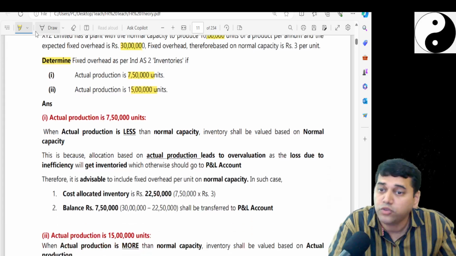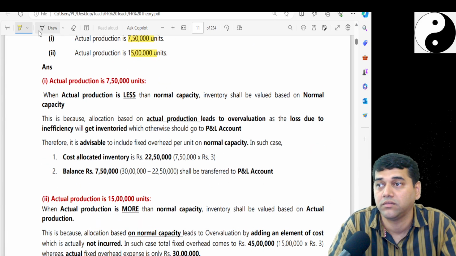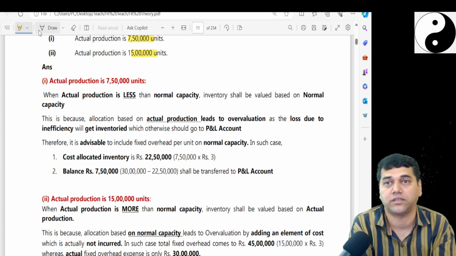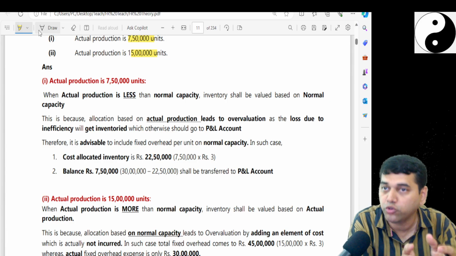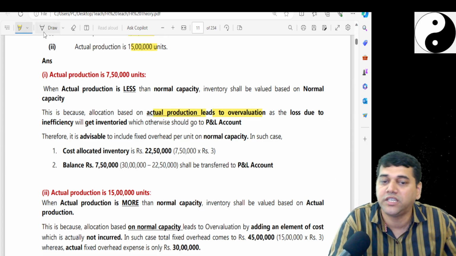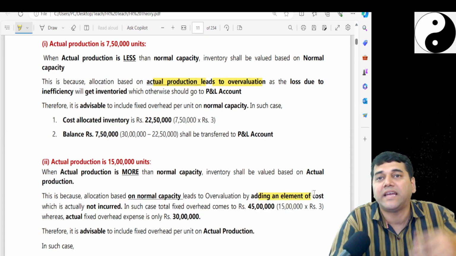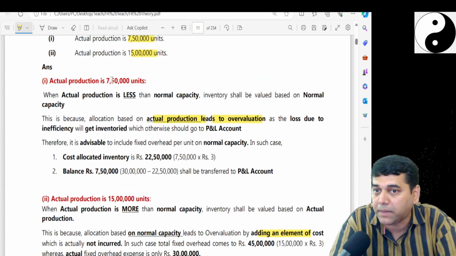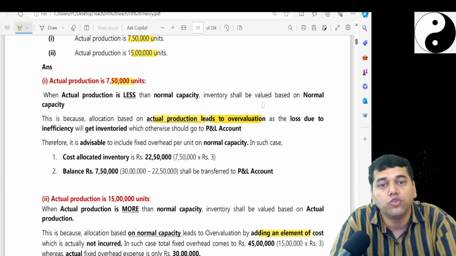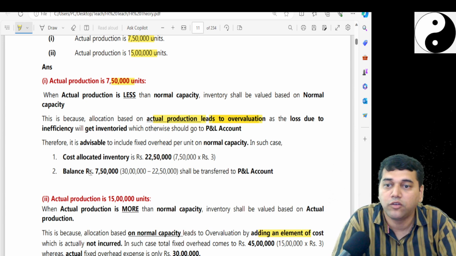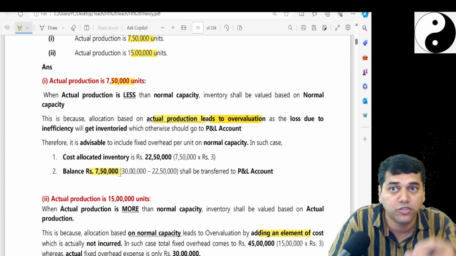The point here is you have to explain why. If this question comes in your examination, you have to first explain why you are doing it. What has been told to you? Told to you means told by the standard. It will lead to overvaluation, it will lead to undervaluation, there will be one element of cost. If you do it otherwise than normal capacity here, it will lead to overvaluation as inefficiency will get inventorized, and then no hit will come to the P&L account. That explanation you need to give. Are you clear?